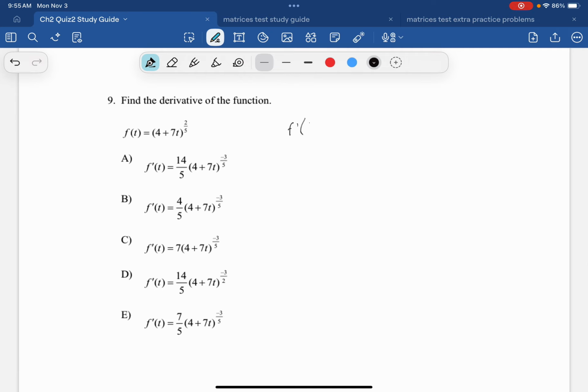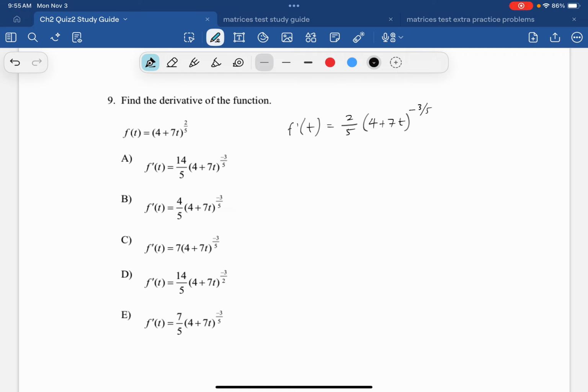So f prime of t, the outside function is the power of 2/5, right? So we're going to take the derivative of the outside, so that brings the 2/5 to the front. We're going to leave the inside alone, so 4 plus 7t, and then 2/5 minus 1 is negative 3/5. Okay, so that's the derivative of the outside.